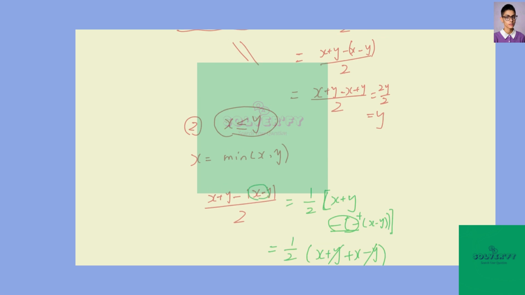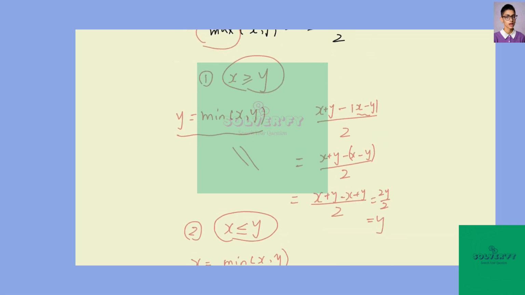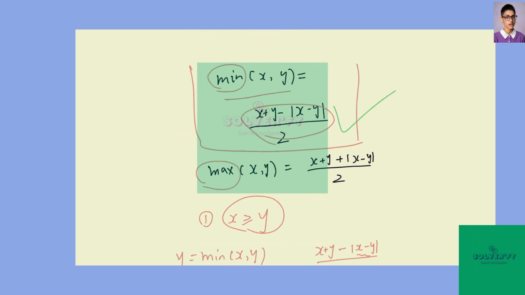So if x is less or equal to y, then we have the same discussion. We'll have the same result. That means this one has been checked by us.